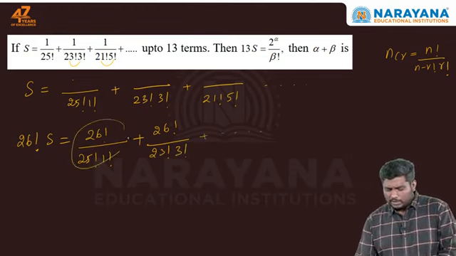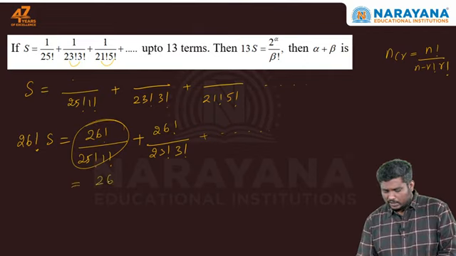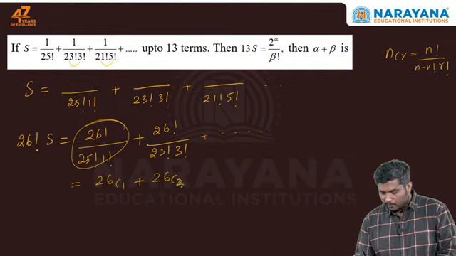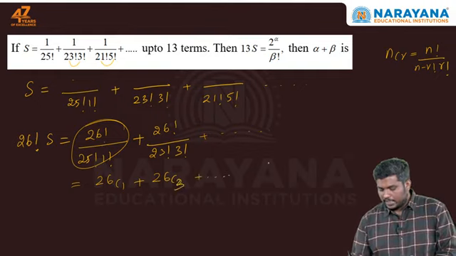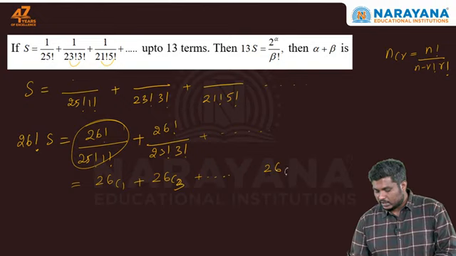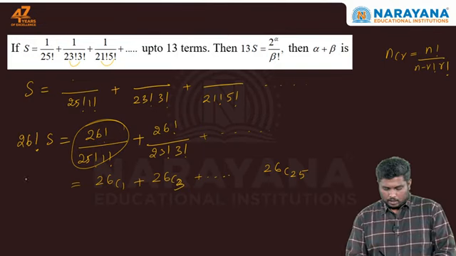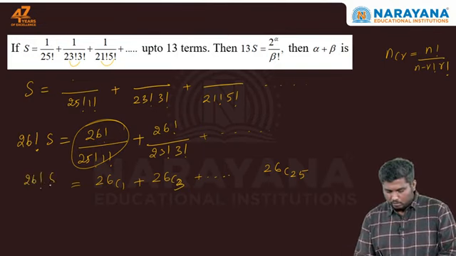Now tell me what is this thing? This thing is going to be 26C1, 26C2, C3, and so on. 13 terms, right? So 26C25. Okay, this is 26 factorial into S.